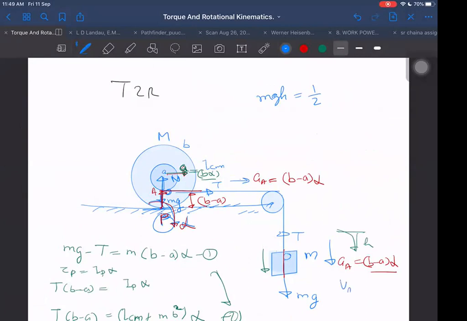Its velocity I will take as b minus a into omega. In terms of omega it will be easier, just one equation will be there. Half into m into b minus a into omega square, plus the spool's half of IP into omega square. What is IP? We can find it out by ICM plus capital M b square. Capital M, ICM plus capital M b square.